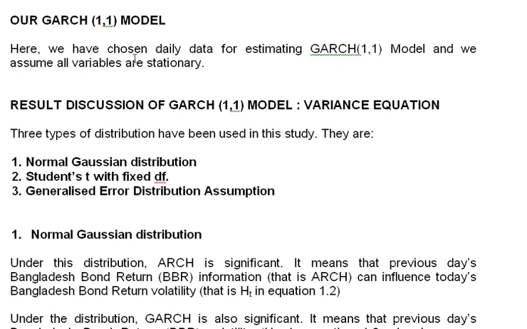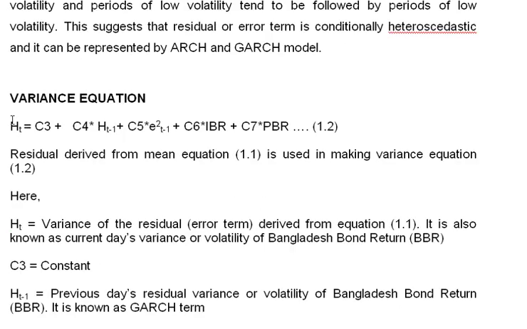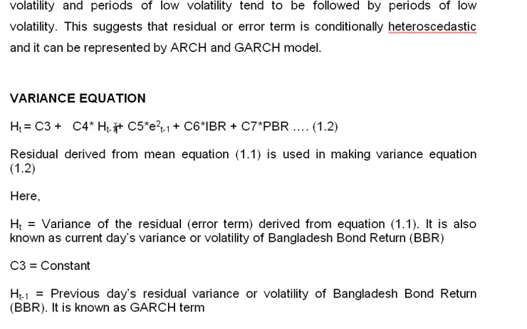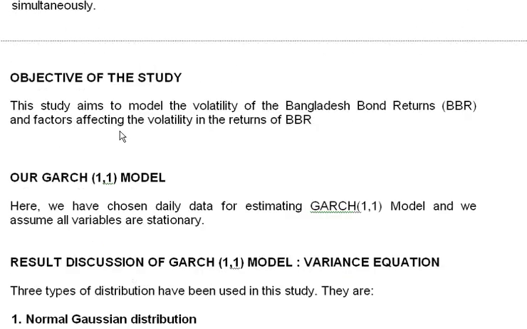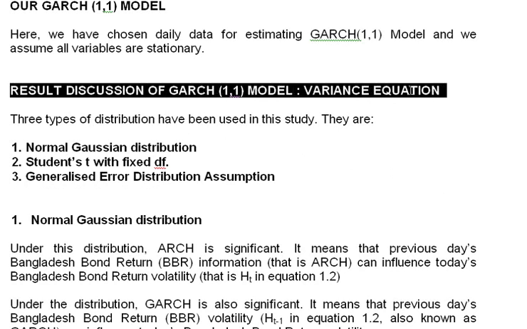So what we have done, we have already estimated our model, meaning that our model 1.2. We have already estimated this GARCH model 1.2, and we have already got the result. So now we shall discuss the result. Okay, so that is the result discussion of the GARCH model, which is also called the variance equation 1.2, right?